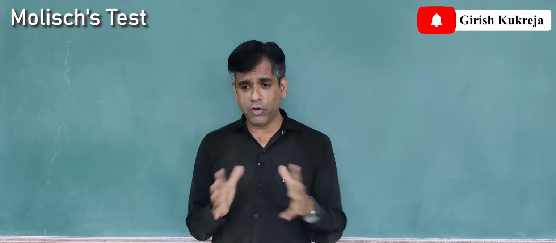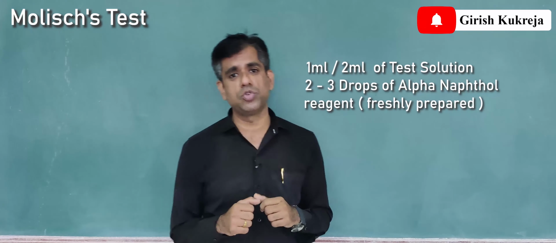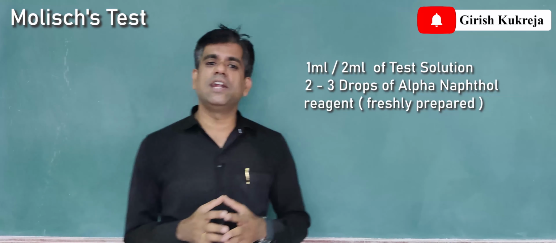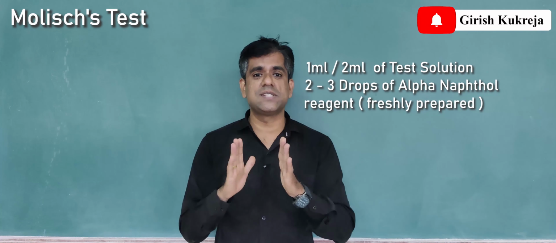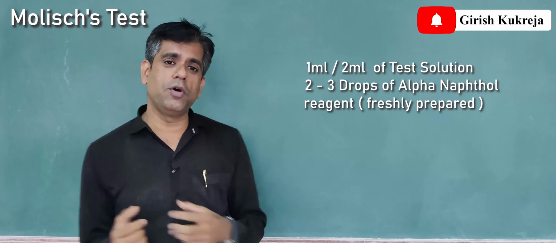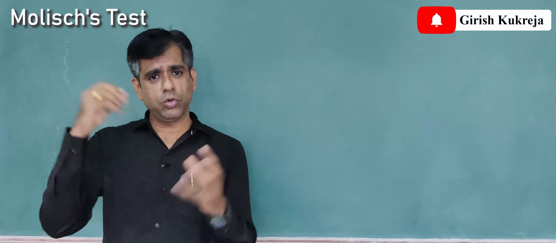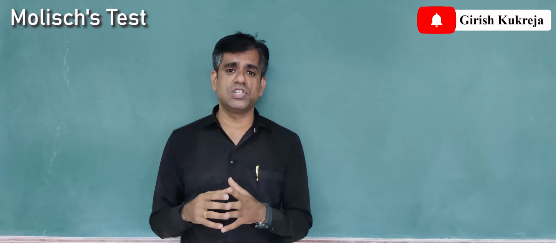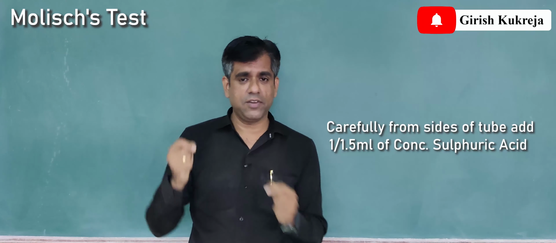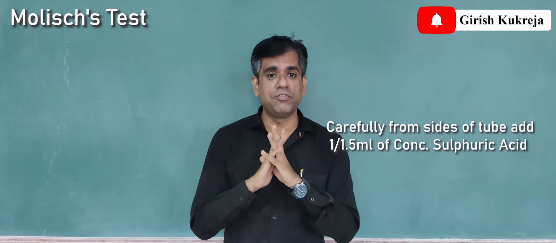Now, to perform this test you will take around 1 to 2 ml of your test solution and add 2-3 drops of your alpha naphthol reagent. One precaution to be taken here is to prepare this reagent fresh, because alpha naphthol is quite unstable. So whenever you want to perform this test, prepare the alpha naphthol reagent freshly. Add 2-3 drops of this freshly prepared reagent, and now carefully from the sides of the tube you will add about 1.5 ml of concentrated sulfuric acid.